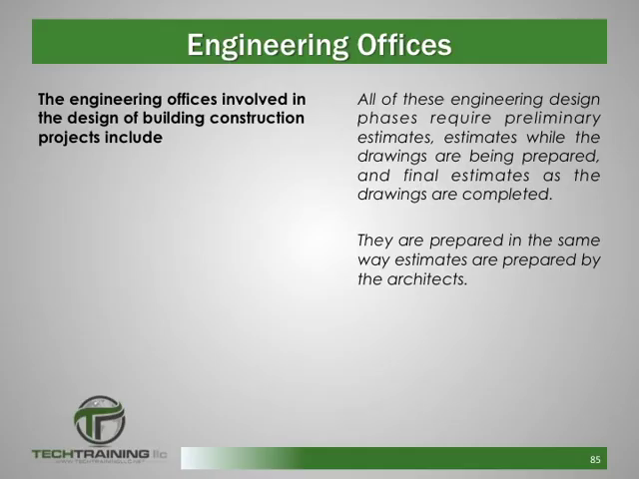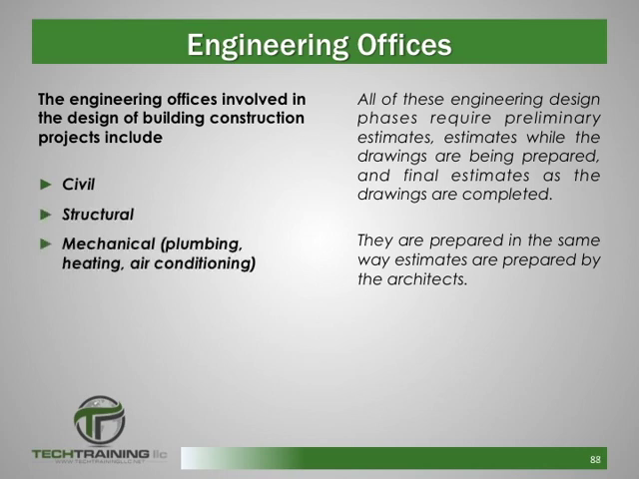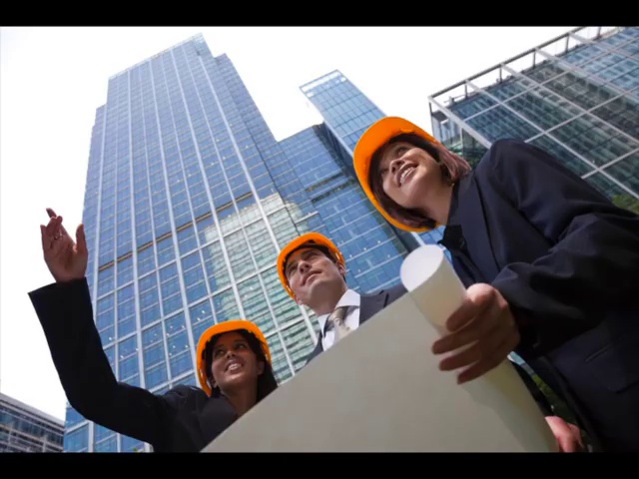In an engineering firm, there may be civil engineers, structural engineers, mechanical engineers, electrical engineers, and geotechnical engineers. All of these disciplines have design phases which require preliminary estimates and final estimates. These estimates are prepared throughout the design phase, similar to an architectural firm.